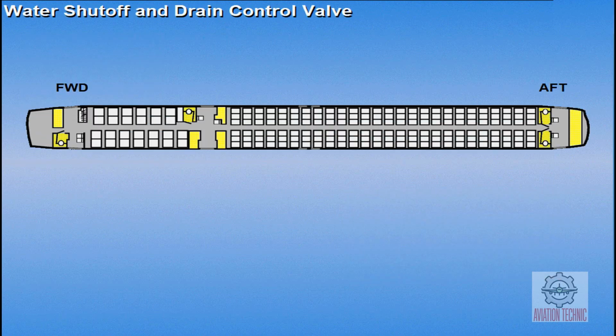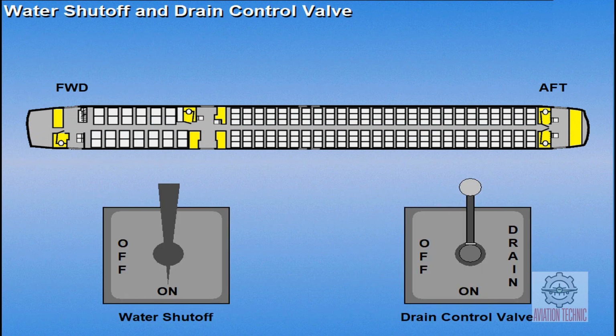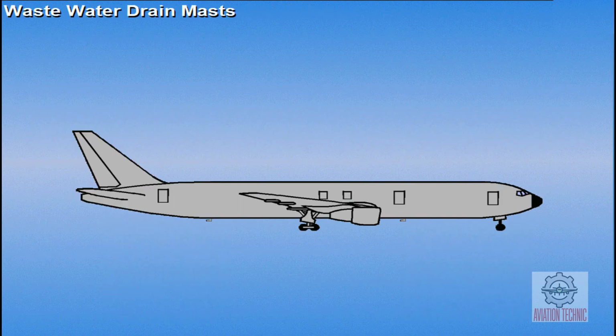Each lavatory sink and galley is equipped with a water shutoff and drain valve control for isolation capability. The wastewater from the galley and lavatory sinks is drained overboard through 2 heated drain masts located on the bottom of the fuselage.